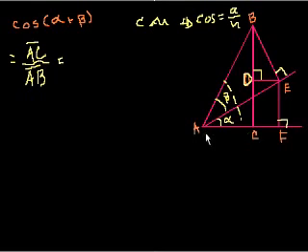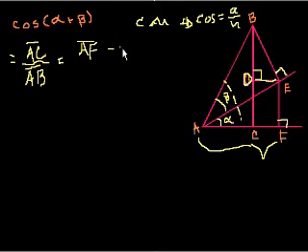Does that make sense? AF, this big line, minus this shorter line is the same thing as AC, right? So let me write that down. That equals AF minus DE, all of that over AB.